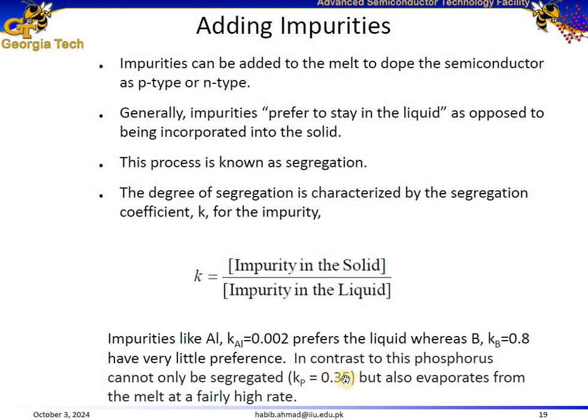And then the segregation coefficient of phosphorus is 0.35, meaning that it has a moderate tendency to go into the solid. However, there is another problem with phosphorus. Phosphorus also evaporates from the melt at a high rate, which adds complexity to its behavior during the process.